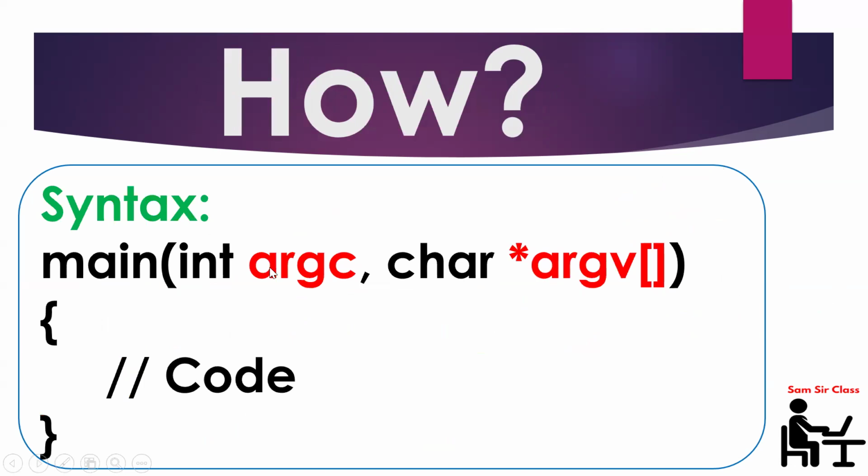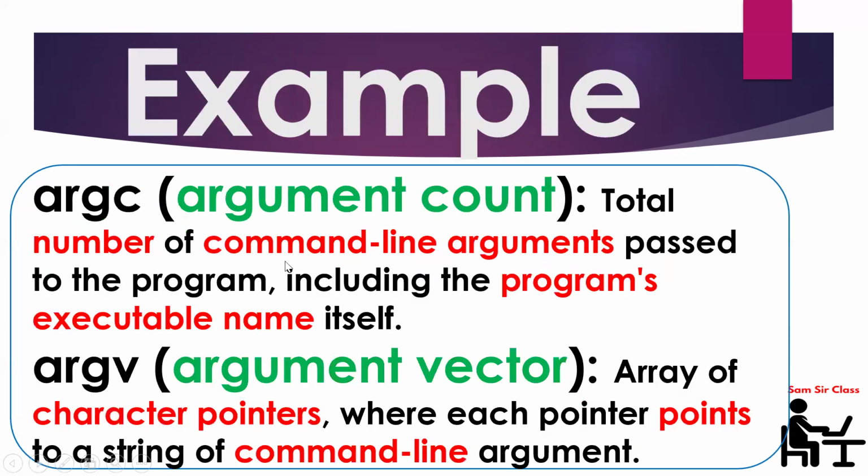So we are doing this by using two things. One is your argc and one is your argv. The first parameter is of type integer and the second one is an array of pointers to string. These parameters are actually given the name like this. So argc means what? This is argument count. That means it will specify the total number of command line arguments you have given to the main function, and it also includes the program's executable name.